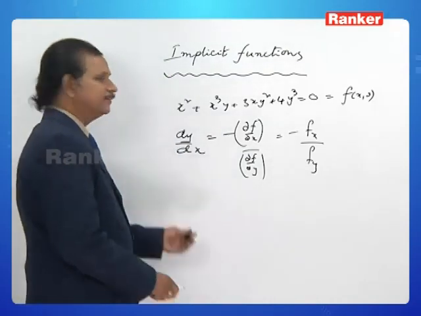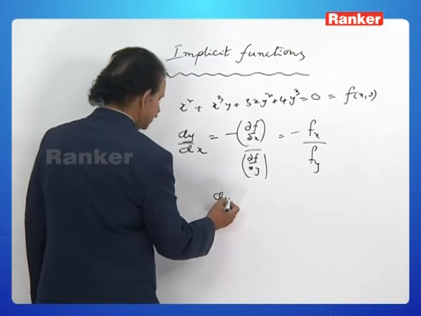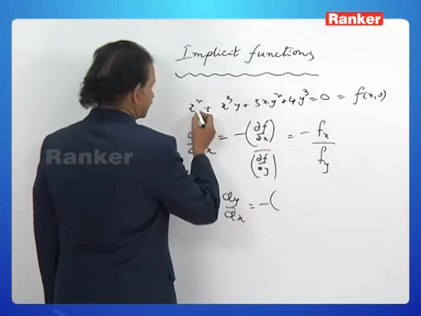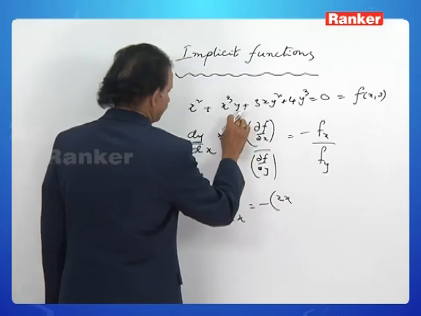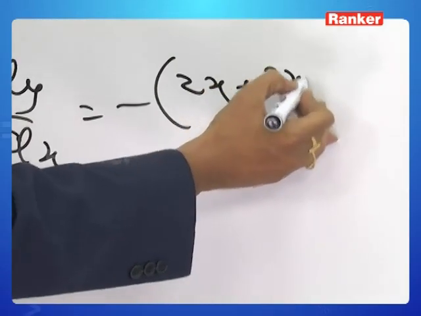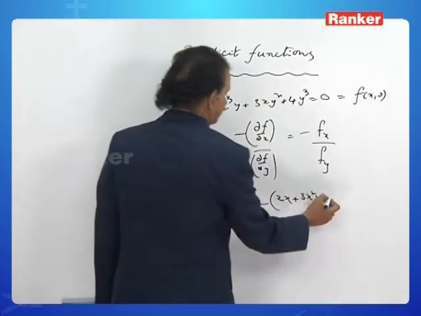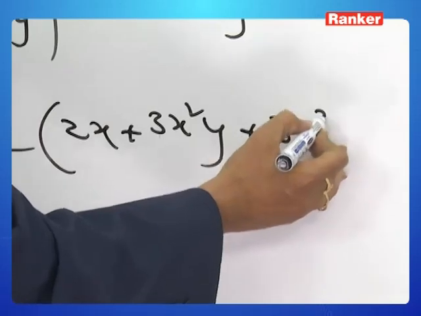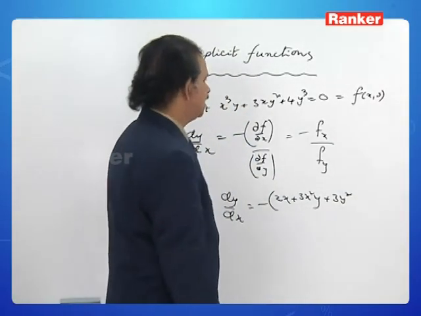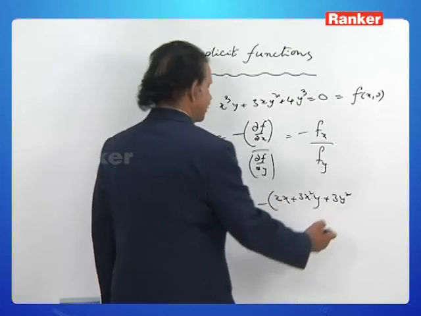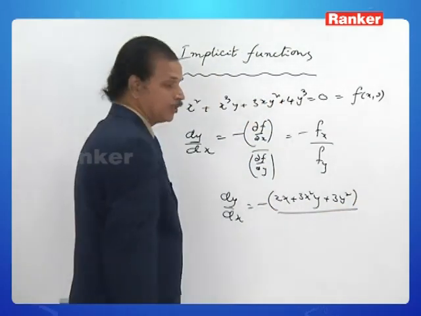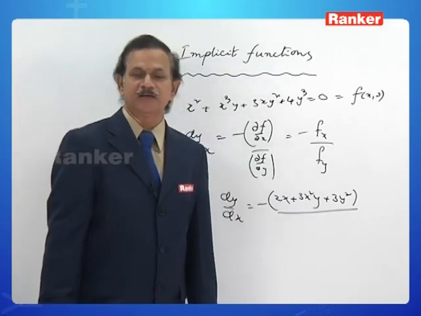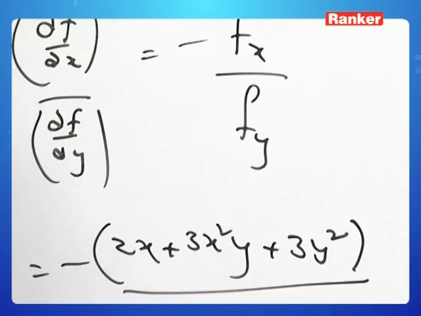Well, let us find that here. dy by dx is equal to, what is that? Minus, what is the derivative with respect to x? x square, 2x. y constant, 3x square y. y square constant. For 3x it is 3, so 3 into y square, 3y square. 4y cube is a constant, its derivative is 0. So in the numerator, we put the derivative of f of xy, keeping y as constant.